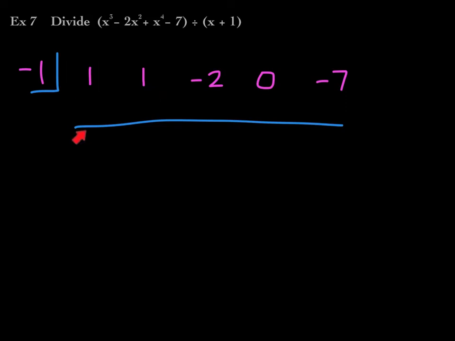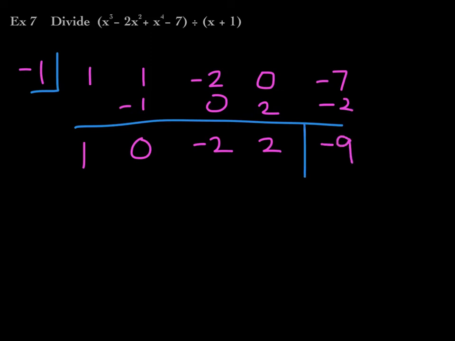I'll bring down the 1. I'll multiply. Negative 1 times 1, negative 1. I'll add 1 plus negative 1, 0. I'll multiply. Negative 1 times 0, 0. I'll add negative 2 plus 0, negative 2. I'll multiply. Negative 1 times negative 2, positive 2. I'll add 0 plus 2 is 2. And then finally, negative 1 times 2 is negative 2, for a remainder of negative 9.